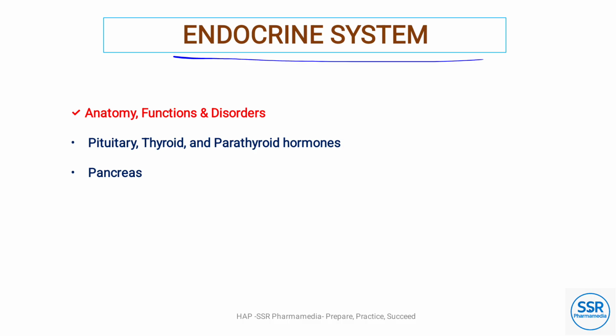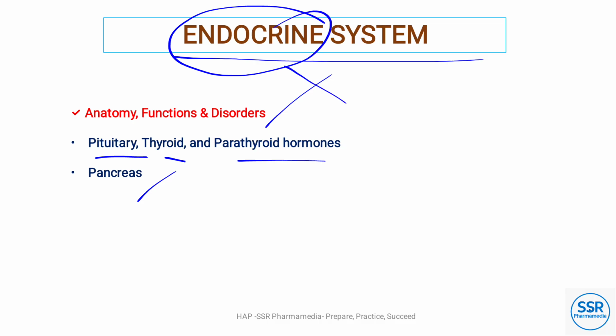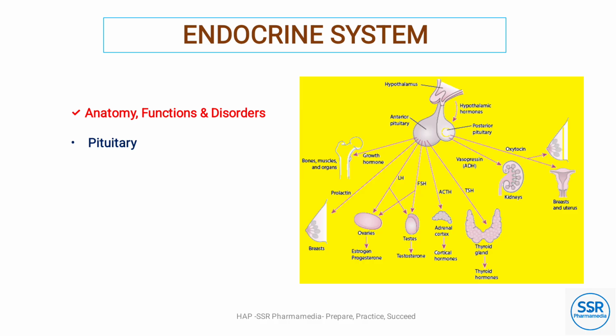So endocrine system, we are going to mainly see the anatomy, functions and disorders of the glands of pituitary, thyroid and parathyroid hormones and pancreas. So mainly today we are going to discuss the endocrine hormones. First, endocrine system. In that we are going to see the anatomy, functions and disorders of the pituitary gland.